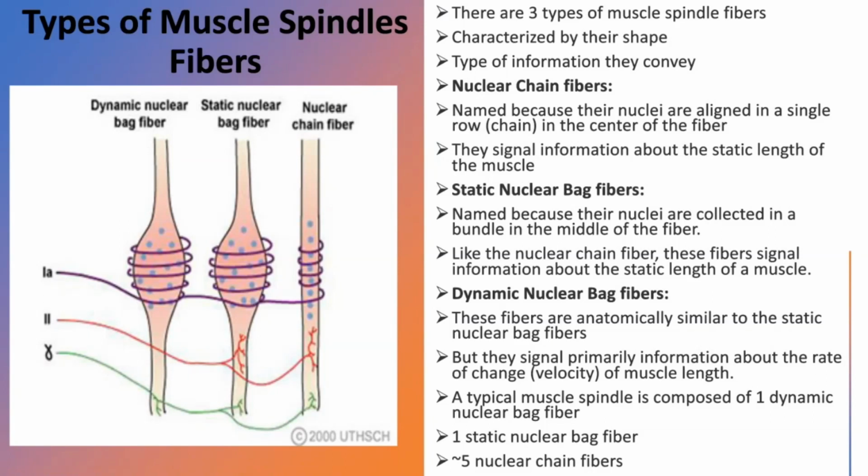The third is dynamic nuclear bag fibers. These fibers are anatomically similar to the static nuclear bag fibers, but they signal primarily information about the rate of change or velocity of the muscle length. A typical muscle spindle will be composed of one dynamic nuclear bag, one static nuclear bag, and 5 nuclear chain fibers. As you can see on your screen, there is a picture of what a dynamic nuclear bag looks like, as well as a static nuclear bag fiber and a nuclear chain fiber.